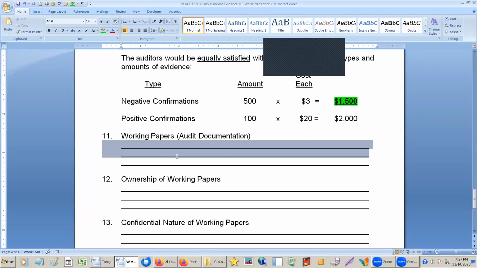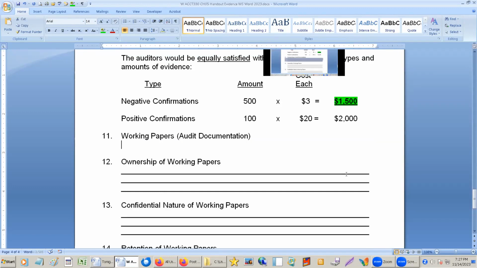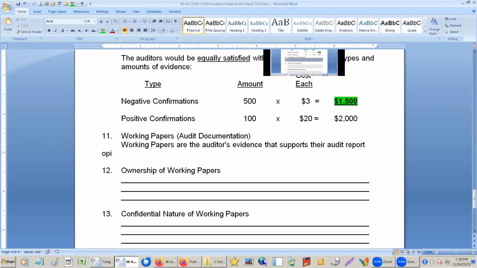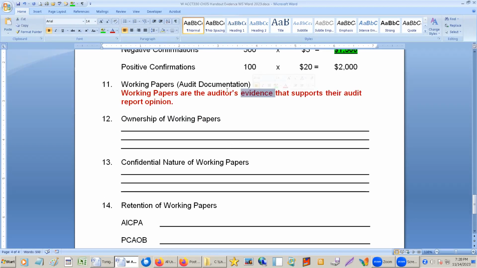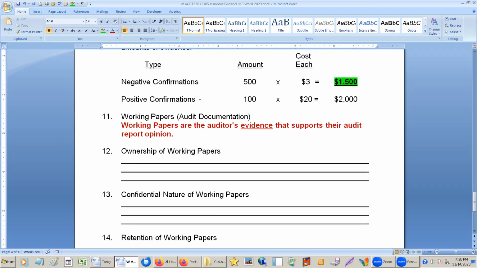Okay, working papers. I think we talked about this. The auditor's evidence supports their audit report, their opinion. So it's kind of like the backup. It's saying, okay, this is why we think that our opinion is what it is. So it's the auditor's evidence that they did what they were supposed to do on the audit. So that's the working papers.